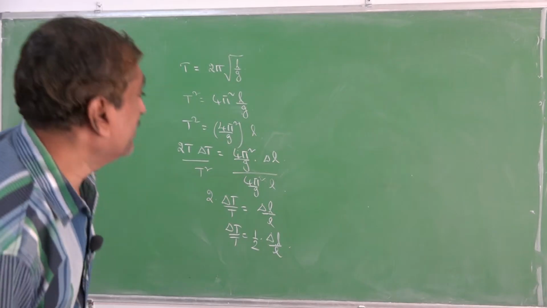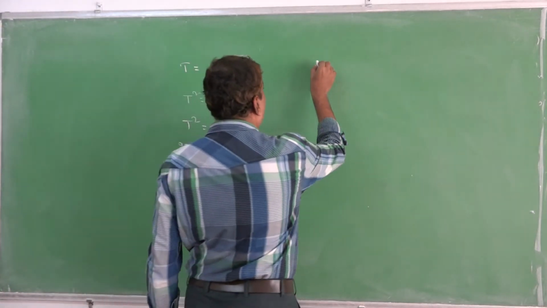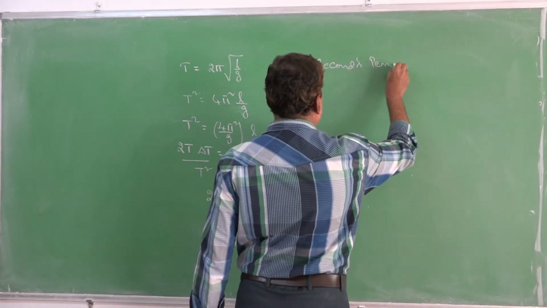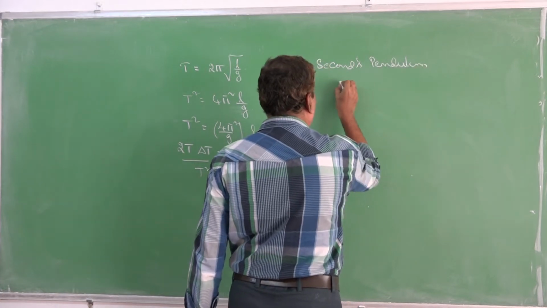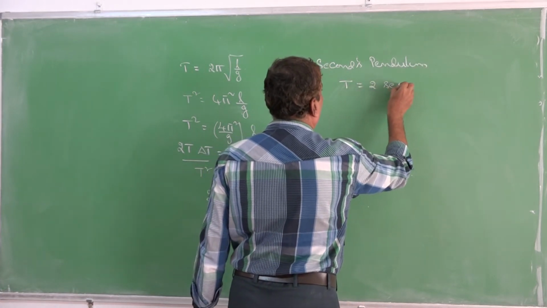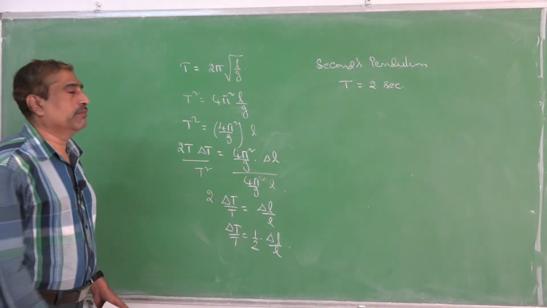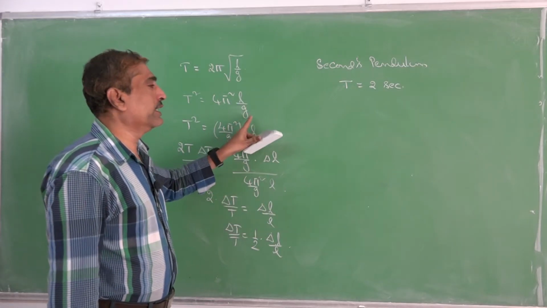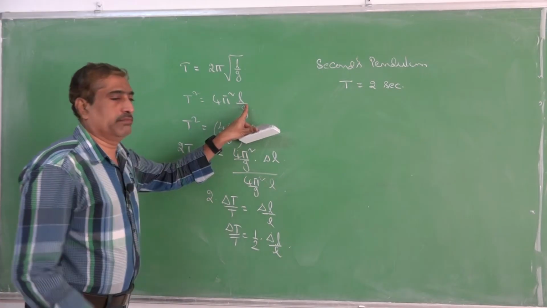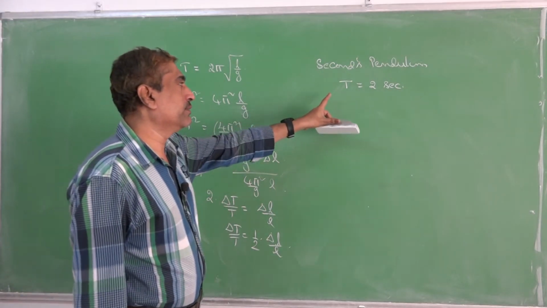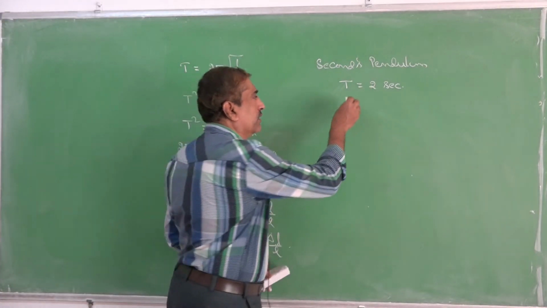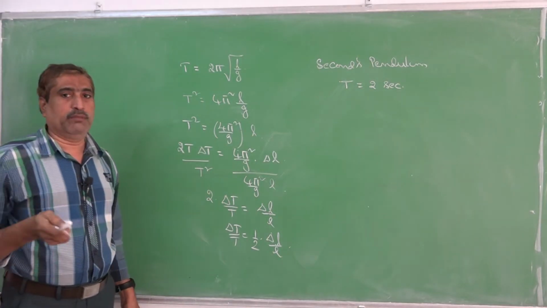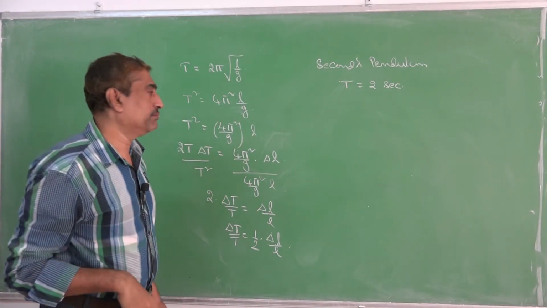Now, remember this one, seconds pendulum. A seconds pendulum means a pendulum whose time period is 2 seconds. Usually, the length of the seconds pendulum is 100 centimeter if g is 9.8, or 1 meter. The time period of a seconds pendulum is 2 seconds. In any problem, if you come across the term seconds pendulum, you have to remember that T is 2 seconds.